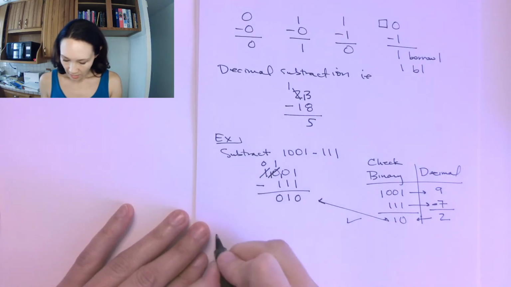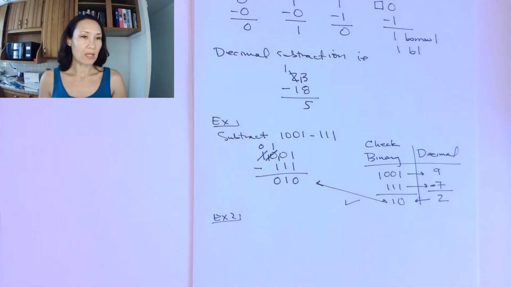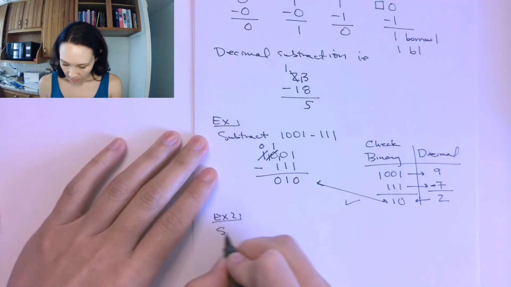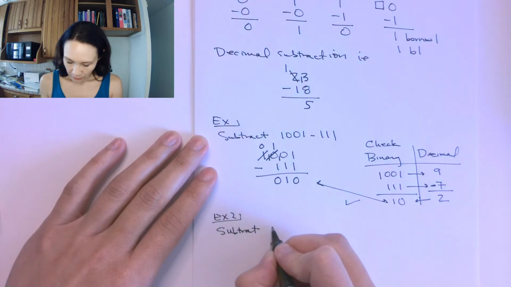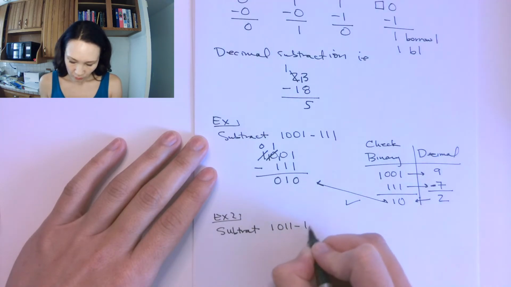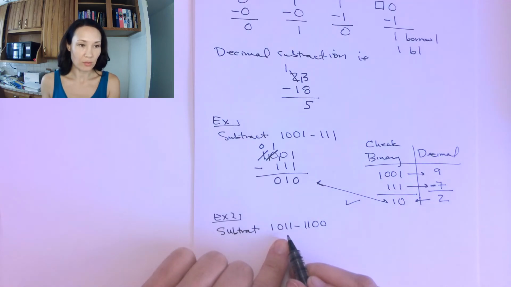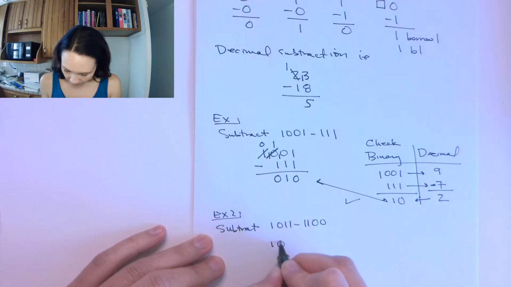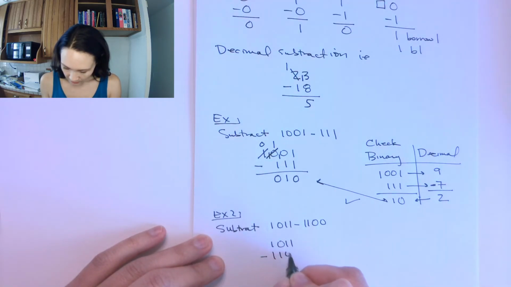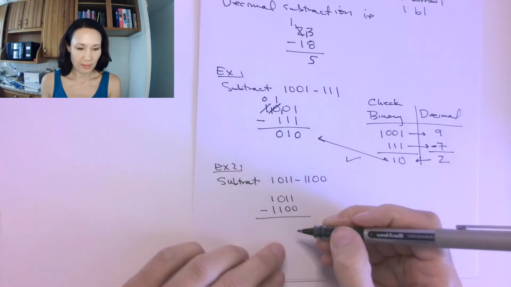So let's see another example, example 2. What happens if we end up subtracting a larger number from a smaller number? I.e., let's do this one. How about we do 1, 0, 1, 1 minus 1, 1, 0, 0. 1, 1, 0, 0 is bigger than the first argument. So if we stack these up, 1, 0, 1, 1 minus 1, 1, 0, 0, and then column by column we just go through and subtract.